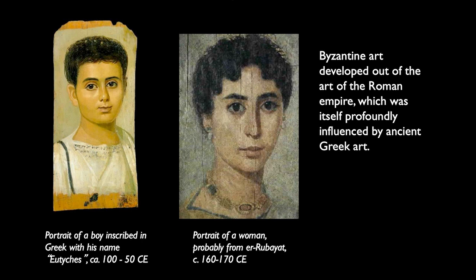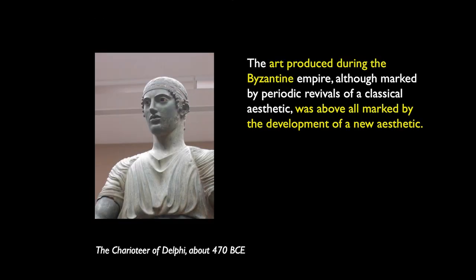Byzantine art never really lost sight of its classical heritage. It developed out of the art of the Roman Empire, which was itself profoundly influenced by ancient Greek art. The art produced during the Byzantine Empire, although it was marked by periodic revivals of a classical aesthetic, was above all marked by the development of a new aesthetic. The Byzantine capital, Constantinople, was adorned with a large number of classical sculptures, although they eventually became an object of puzzlement for some of its inhabitants.